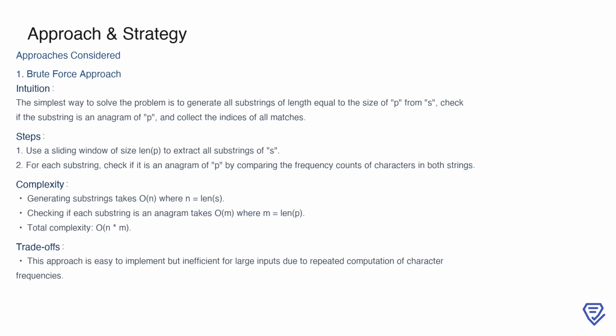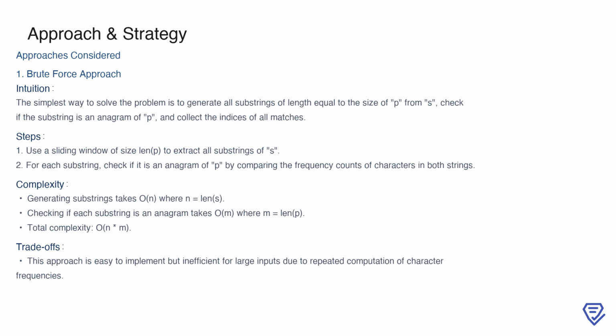To start, let's consider the brute force approach. The intuition behind this method is fairly simple. We generate all possible substrings of the string S that are the same length as the string P, and then check if each substring is an anagram of P. To do this, we use a sliding window of size equal to the length of P to extract substrings from S. For each substring, we compare the frequency of characters in the substring to the frequency of characters in P. If they match, we know it's an anagram, and we collect the starting index of that window.